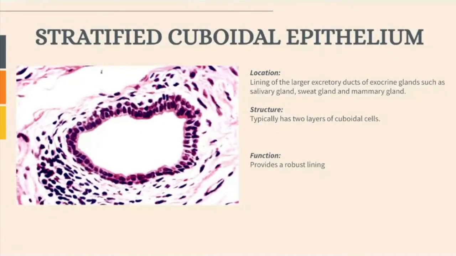And next is stratified cuboidal epithelium. It makes up the lining of the larger excretory ducts of exocrine glands, such as the salivary gland, sweat gland, and also mammary gland. Structurally, it typically has two layers of cuboidal cells. This is one layer, and this is layer number two. So it provides a robust lining mainly in glands.